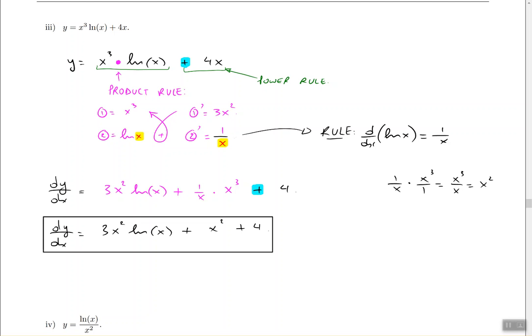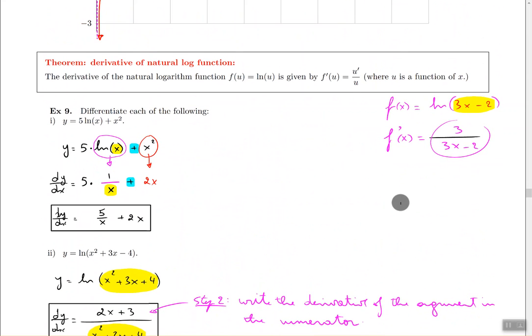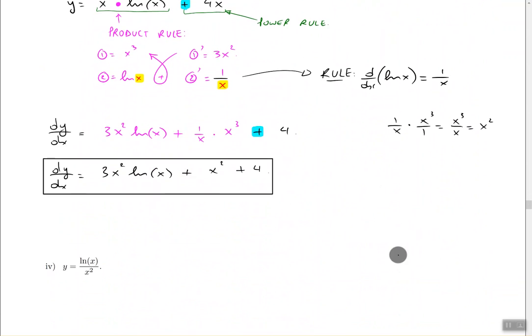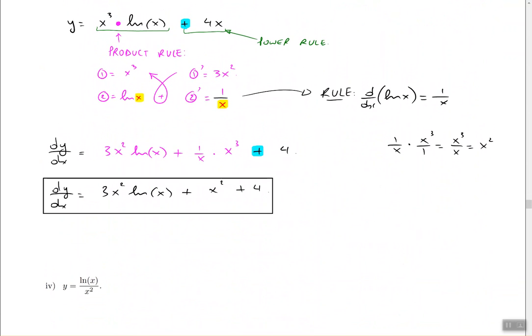You can always use the rule we described on the first page, which says take the argument, put it on the denominator, and the derivative of the argument goes in the numerator, okay? So that's pretty much gonna get the job done always.